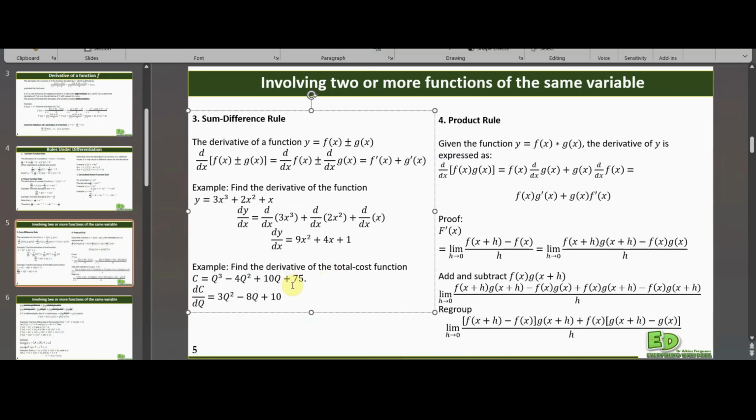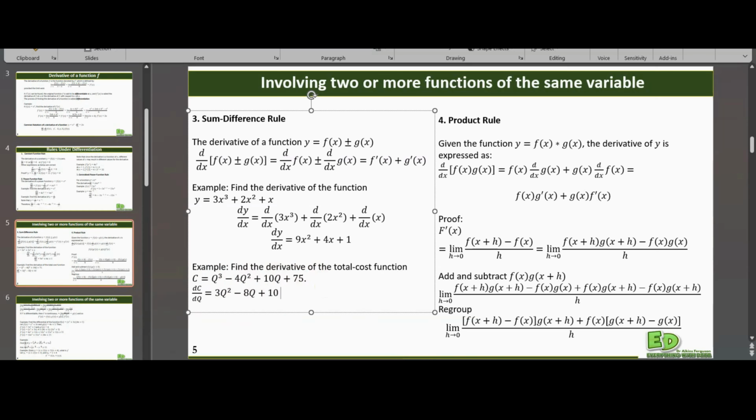Remember, we did what is called the constant rule. It says that the differential of any constant, any number without any variable attached to it, is equal to 0. It goes away, right? So the differential of the total cost function, q cubed minus 4q squared plus 10q plus 75, is equal to 3q squared minus 8q plus 10. That's the derivative of the total cost function.